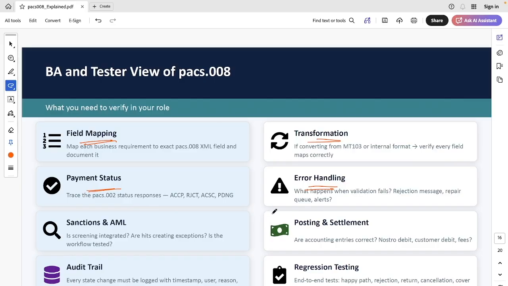Or is a notification sent? For the tester, the focus is also on the different cases, like positive cases, negative cases, boundary cases, duplicate cases, AML hit cases, and status response cases. In the real banking world, one pacs.008 flow can involve multiple systems, such as channel, payment engine, screening system, core banking, nostro, accounting, reconciliation, and so on. So your test design must cover the complete end-to-end journey and not only the XML creation.